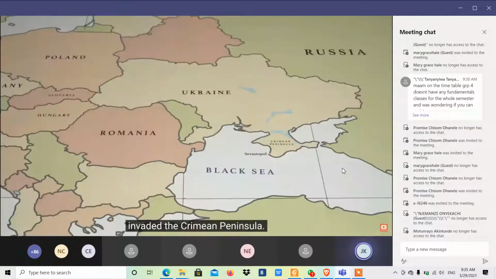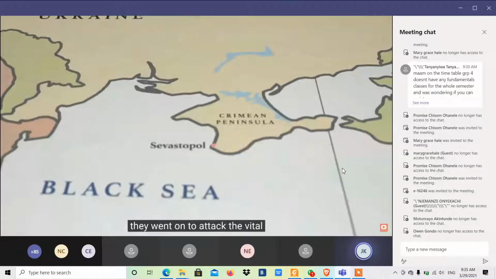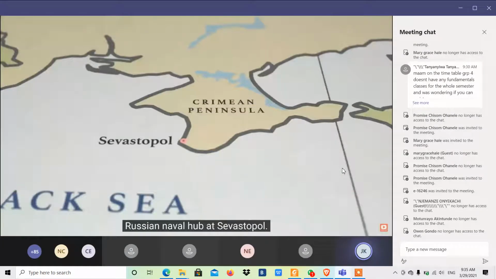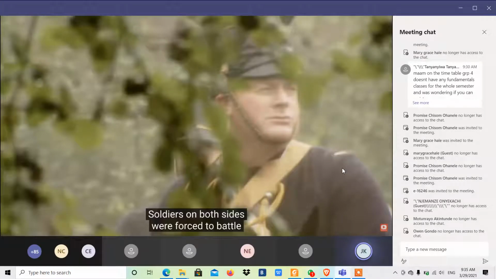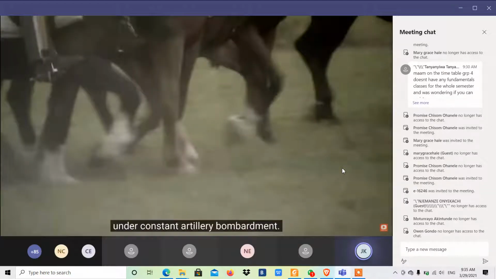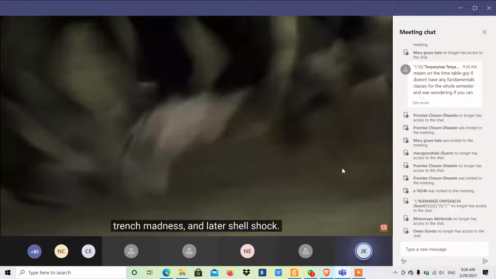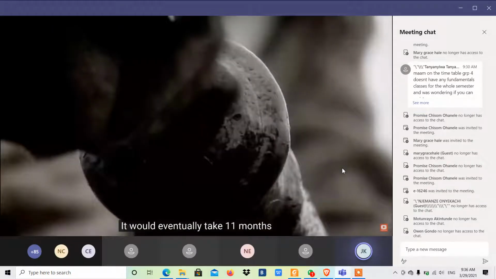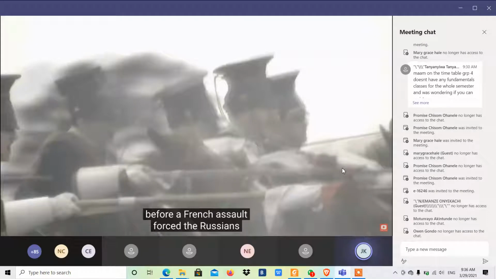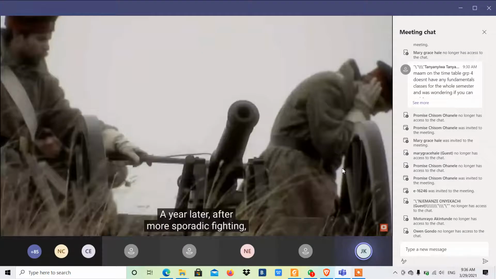After securing a victory at the Battle of Alma, they went on to attack the vital Russian naval hub at Sevastopol. Soldiers on both sides were forced to battle through a brutal Russian winter under constant artillery bombardment. Many soldiers fell victim to what was then called trench madness and later shell shock. It would eventually take 11 months before a French assault forced the Russians to evacuate Sevastopol. A year later, after more sporadic fighting, the Russians finally admitted defeat.